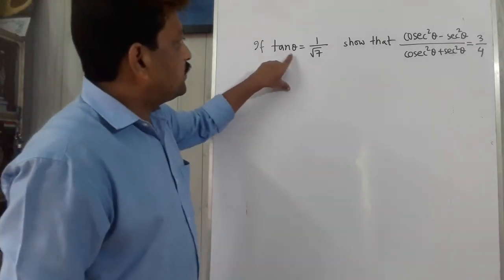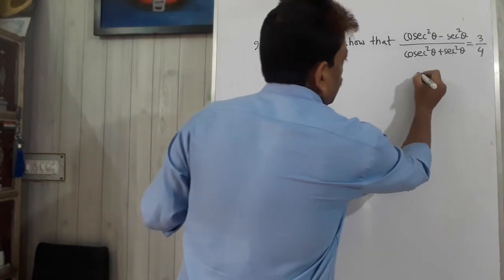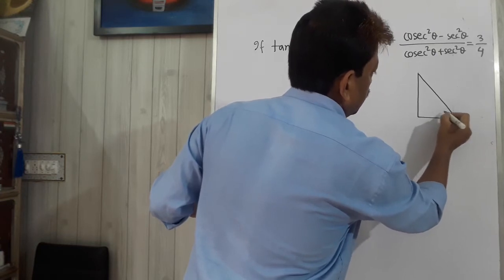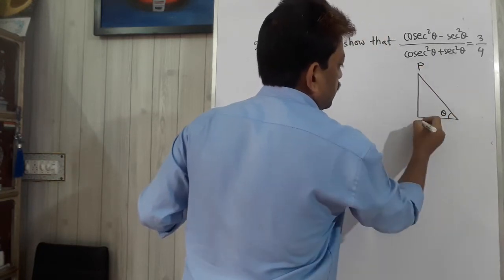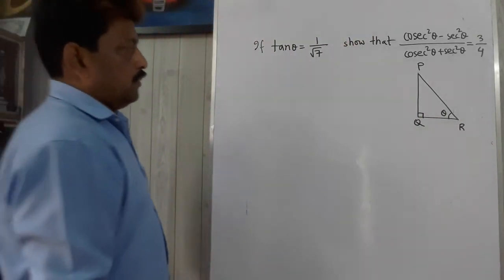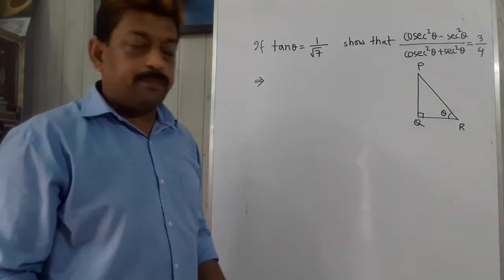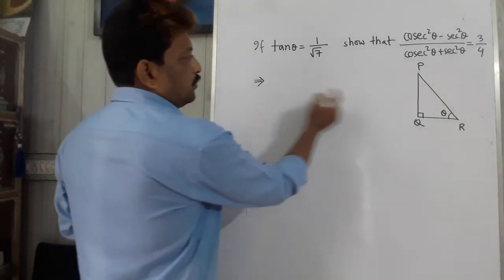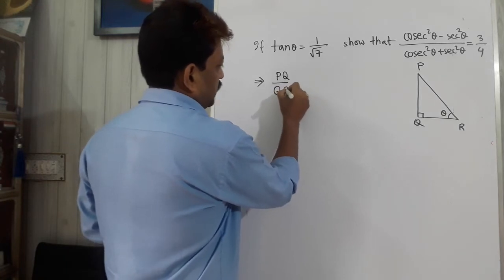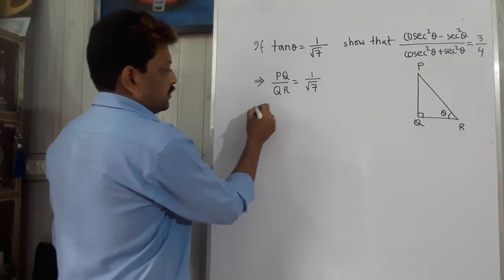So here, as you can see, tan theta is 1 upon root 7. So let me draw one triangle. This is theta. Let the triangle be PQR, where angle Q is the right angle. Now tan theta means perpendicular upon base. So from this triangle, perpendicular is PQ and base is QR, and that equals 1 upon root 7.